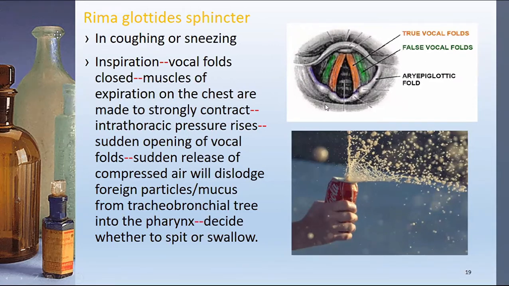follow this line. First, you inspire, and then the vocal folds are closed, no? Then the muscles of expiration on the chest are made to strongly contract, no? This increases the intrathoracic pressure while the glottis is closed, no? So para siyang soft drinks that when you shake this, you increase the pressure inside, no? And then you suddenly open the vocal folds, suddenly open the lid of the soft drinks, then outbursts the contents, no?